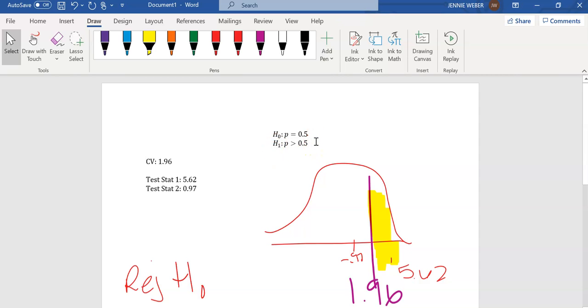So we don't ever accept a null. When I fail to reject, I'm not saying that the proportion is 50%. I'm just saying it's not more. I can't prove that it's more than 50%. Okay? It's one of those inconclusive things. You get to say something conclusively if you reject. If you don't, you just kind of like, okay, can't really say much. Go try something else.